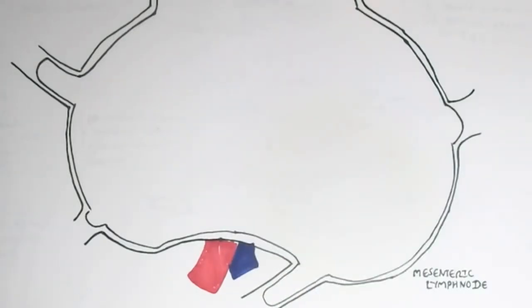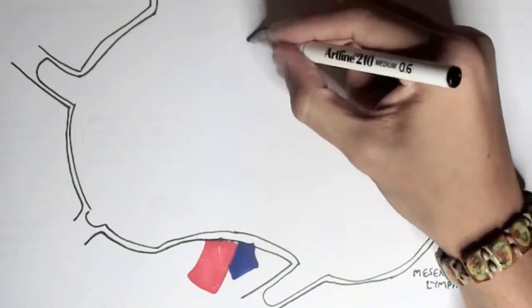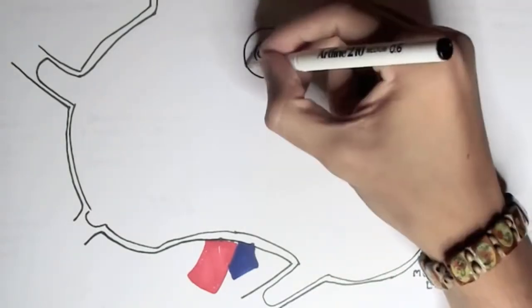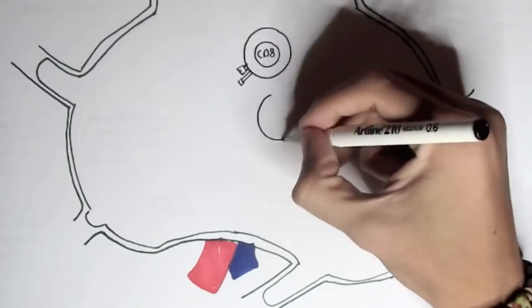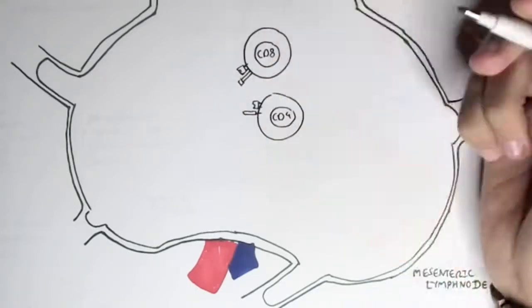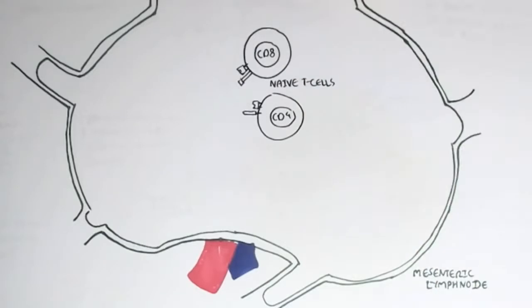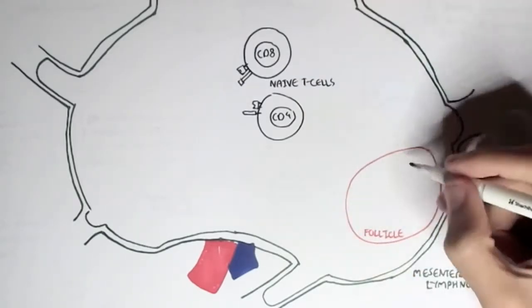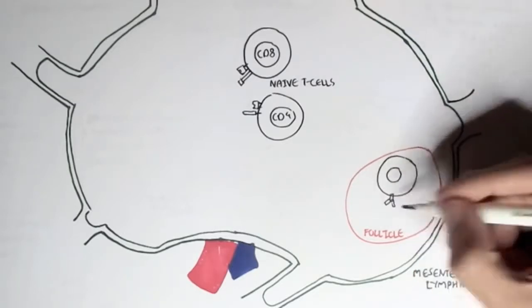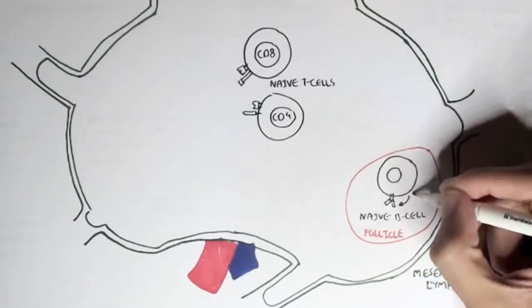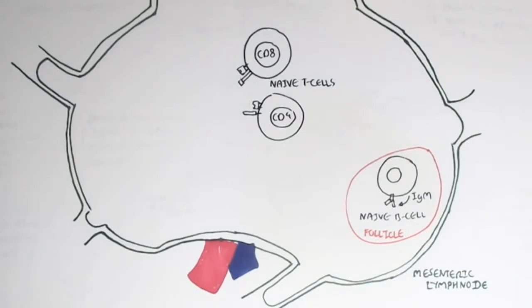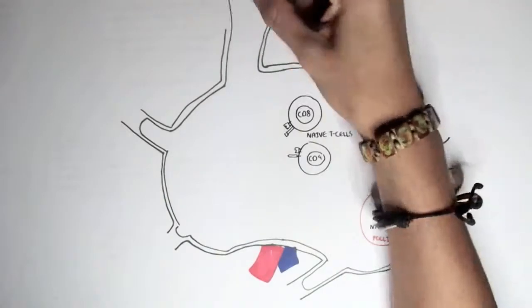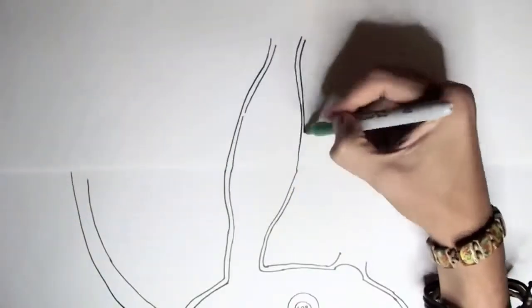Mesenteric lymph nodes are important to initiate an immune response, particularly an adaptive immune response. Mesenteric lymph nodes, like the normal lymph nodes, contain lymphocytes, naive lymphocytes, or inactivated lymphocytes. They contain naive CD8 and CD4 T cells. There are areas in the lymph node known as follicles where naive B cells reside. These naive B cells typically express IgM and sometimes IgD antibodies. The mesenteric lymph nodes connect with areas around the gastrointestinal tract.